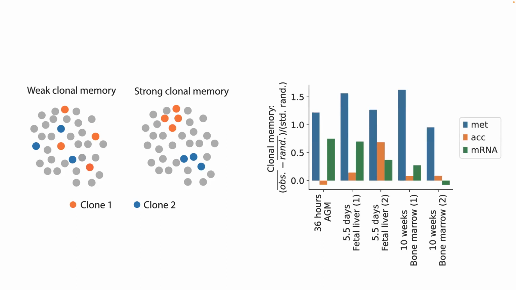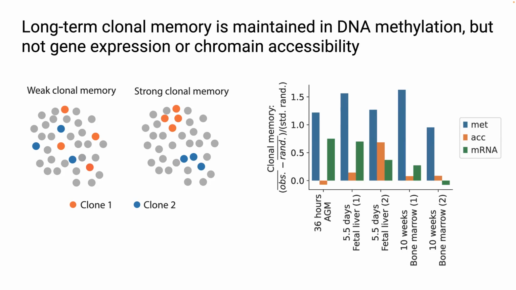And surprisingly, at 10 weeks, about 2 months later, the HSCs have needed to migrate from the AGM to the fetal liver and to the bone marrow. Each individual clone also expands massively, and the cells from the same clone potentially experience different external environments and stimuli. But still, we can see that the DNA methylation memory is very, very strong, which is quite surprising. So we conclude that the long-term clonal memory is maintained in DNA methylation, but not in gene expression or chromatin accessibility. Now we can zoom in on this particular time point to see what is going on.